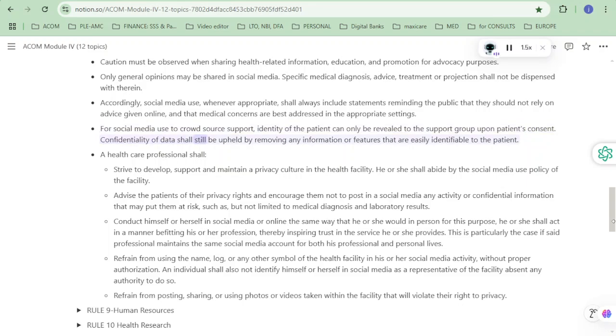Confidentiality of data shall still be upheld by removing any information or features that are easily identifiable to the patient. A healthcare professional shall strive to develop, support and maintain a privacy culture in the health facility. He or she shall abide by the social media use policy of the facility. Advise the patients of their privacy rights and encourage them not to post in a social media any activity or confidential information that may put them at risk, such as, but not limited to medical diagnosis and laboratory results.